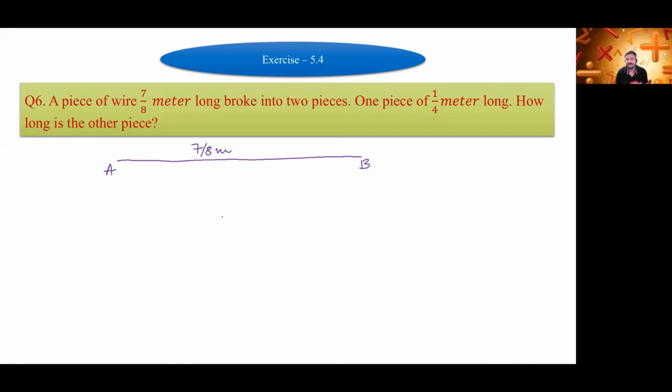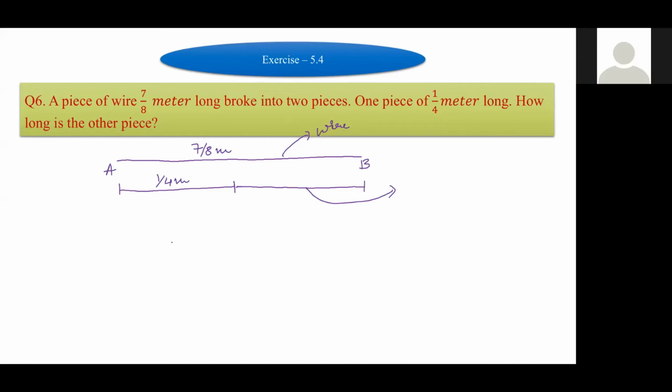यानी total wire का length कितना है? 7/8 meter. Okay, this is your wire. Now what have they said? One piece is 1/4 meter long. How long is the other piece? So suppose this is one piece, it is 1/4 meter long. So we have to find this other piece. Okay, we have to find this other piece. So what will be the length of this other piece then?